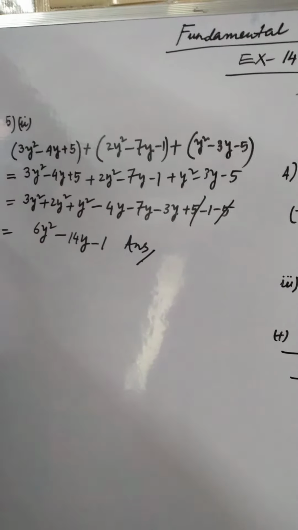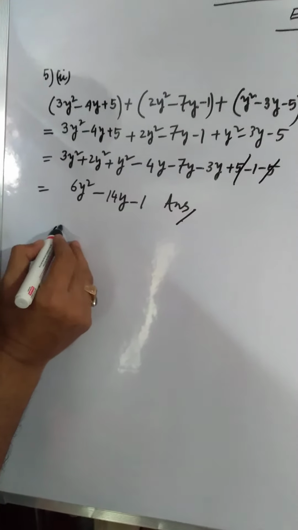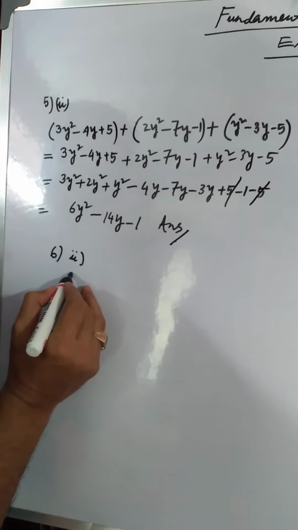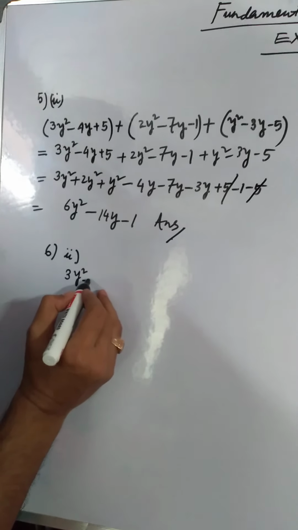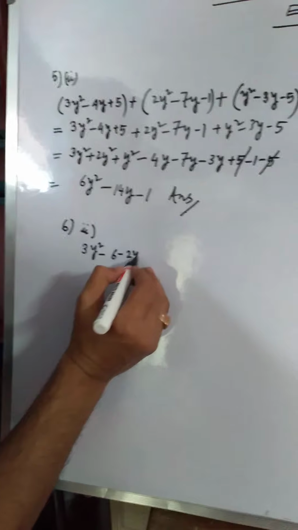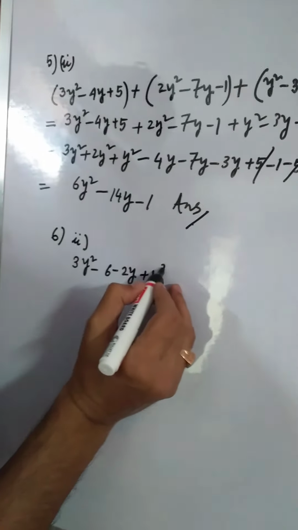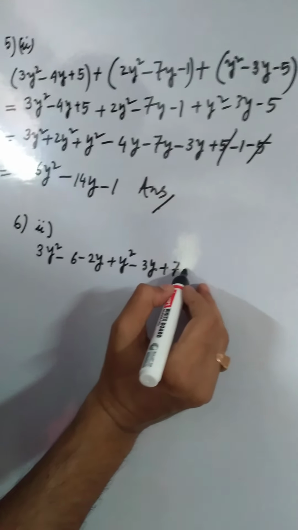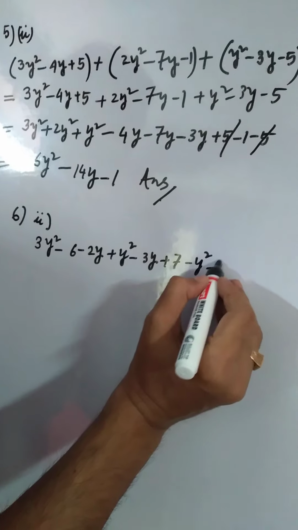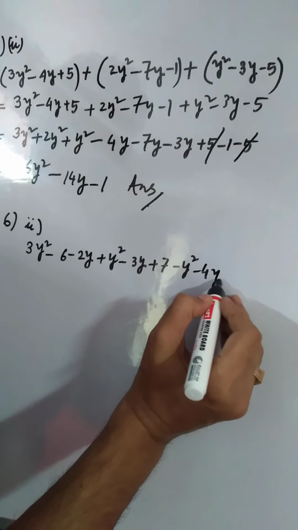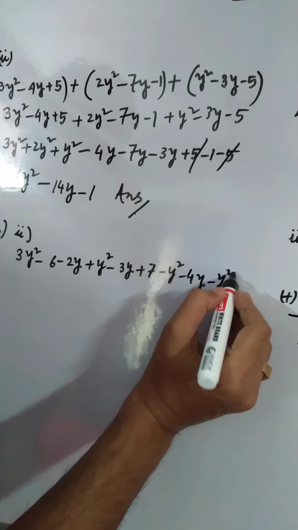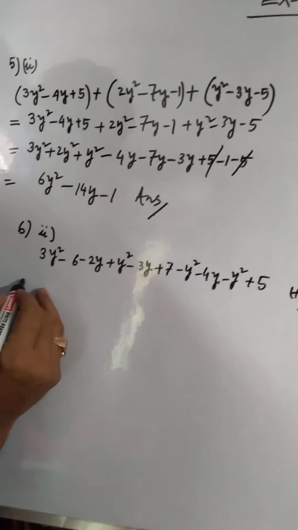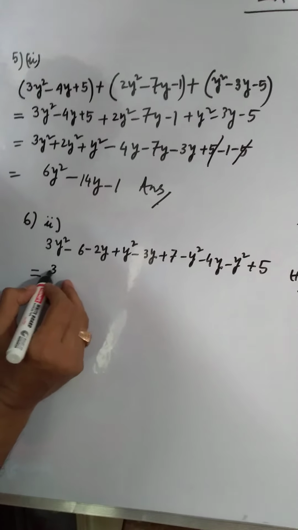Okay, come to today's last sum, 6 Roman 2. Here it is the simplification. It is given 3y square minus 6 minus 2y plus y square minus 3y plus 7 minus y square minus 4y again minus y square plus 5. Okay. Now arrange the like terms.